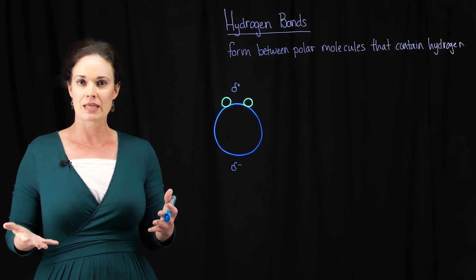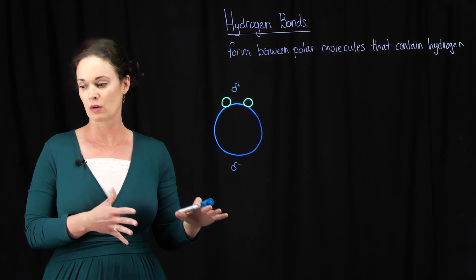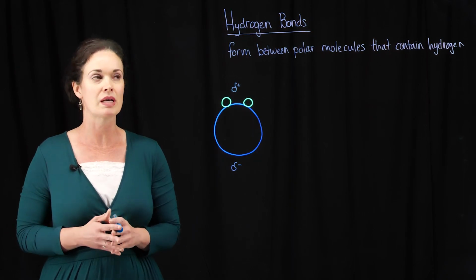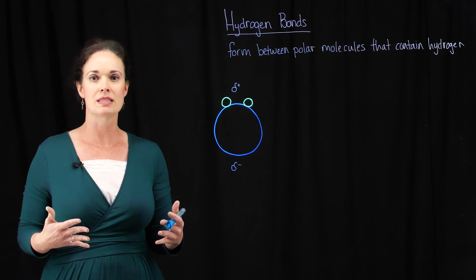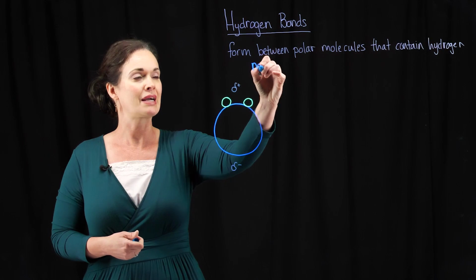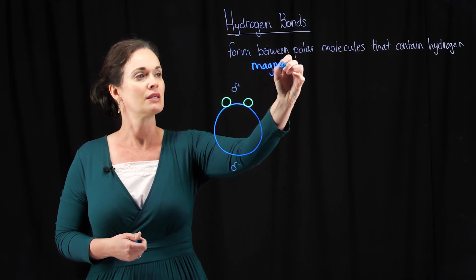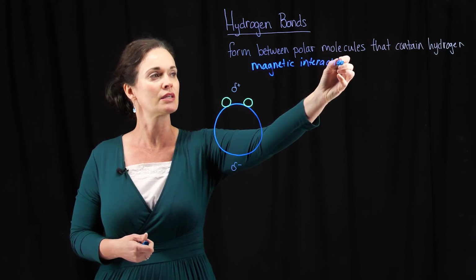One of the things that I want to say about hydrogen bonds that sets them apart from an ionic bond or a covalent bond or a polar covalent bond is that there is no exchanging, no sharing of electrons in this type of bond. What it actually is is a magnetic interaction that's happening again between these polar molecules.